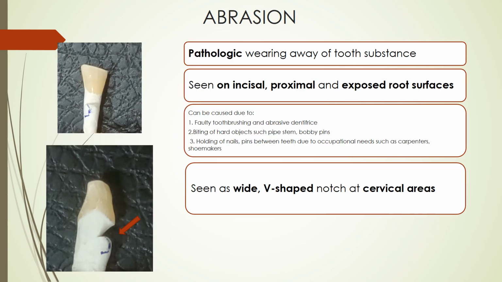On the other hand, abrasion is the pathological wearing away of tooth substance through some abnormal mechanical process. This can be due to the use of an abrasive dentifrice or faulty toothbrushing techniques, or also due to occupational hazards such as in the case of carpenters, shoemakers, etc. As shown in this specimen, abrasion is usually seen on the incisal, proximal or exposed root surfaces in the form of a V-shaped notch.